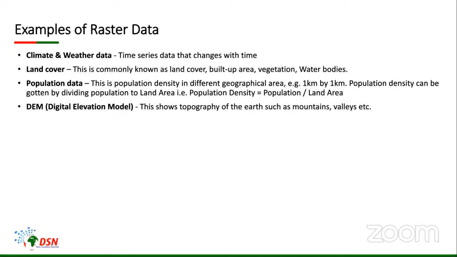Also, we have land cover data and we have population data. Most times, we usually use population density data. This is the population of a particular set of people in an area. I believe we've all heard about population density before, which is just the population divided by the area. Then we also have digital elevation model data, which is DEM data. It is used to show the topography of the earth. Examples are mountains, valleys, and areas like that.